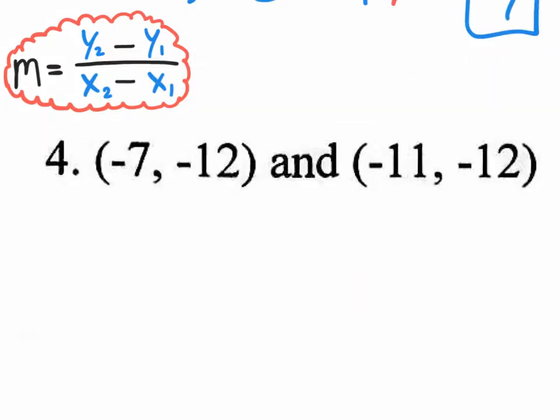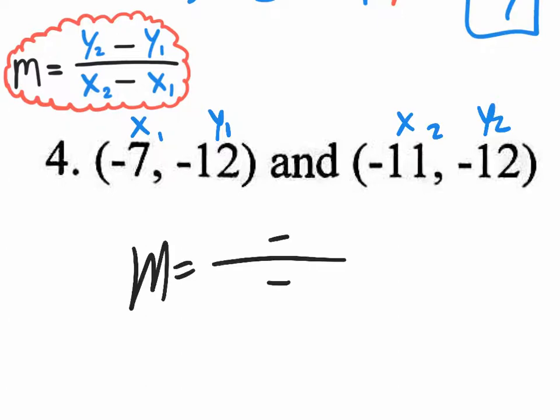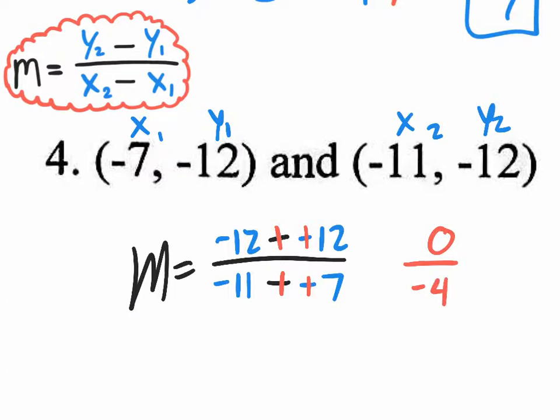Number 4, let's label it, and then let's start our formula. And now let's plug in our values. Y2 is -12, Y1 is -12, X2 is -11, X1 is -7. The minus changes to plus. On the numerator, you're going to have a -12 plus 12, which is 0, okay? And 0, it doesn't matter what it's divided by. In this case, it's -4. 0 divided by any number is 0. So right here, the slope is 0.